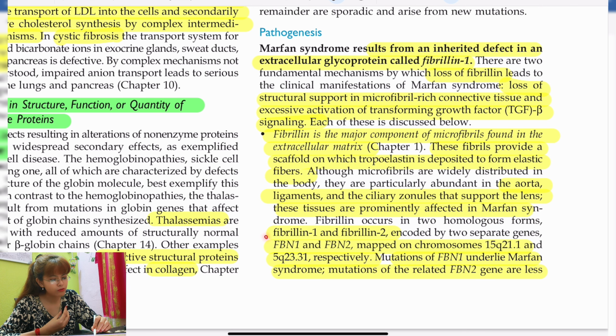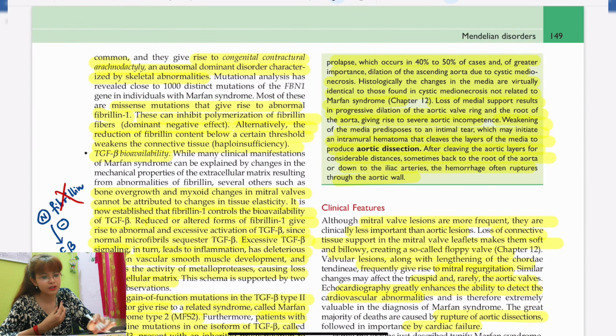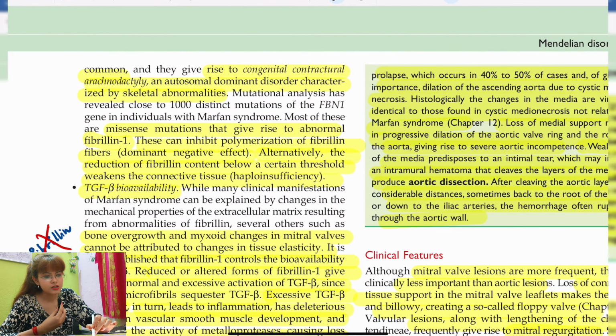There are two forms, fibrillin 1 and 2, which are encoded by genes FBN1 and FBN2 mapped on chromosomes. The mutations in FBN1 underlie Marfan syndrome, and FBN2 mutations are less common, and they give rise to something else called congenital contractural arachnodactyly, an autosomal dominant disorder characterized by skeletal abnormalities.